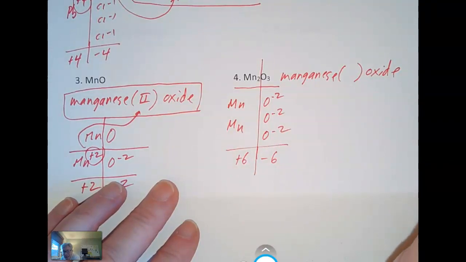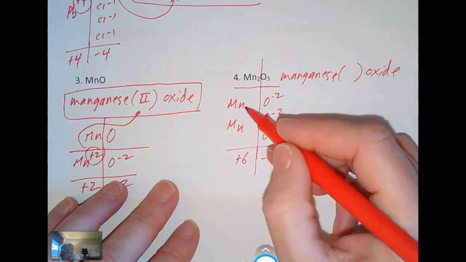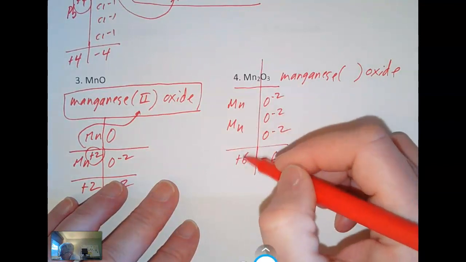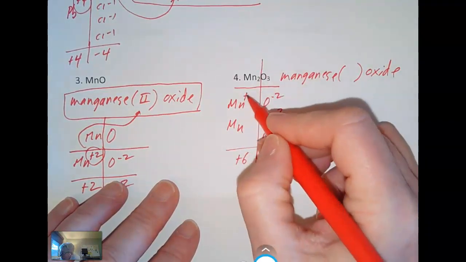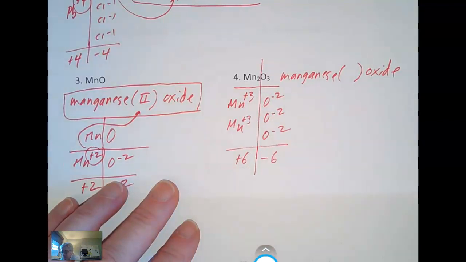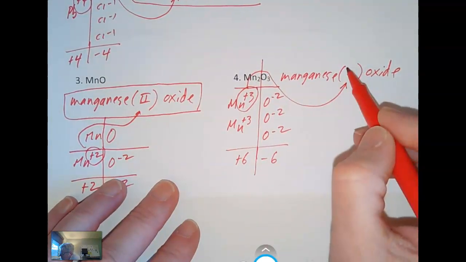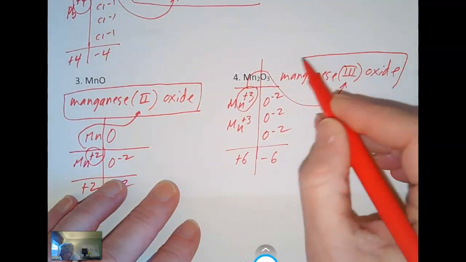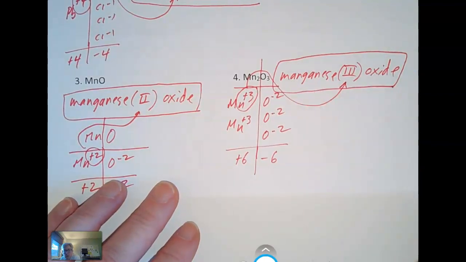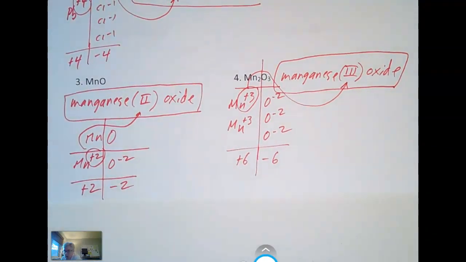I don't know how to say that. Plural. Okay? So each of them, you have to look. I got 2 manganese, they have to add up to a +6. So they have to each be a charge of +3, because 3 + 3 is 6. So then that charge of 3 goes right in there. Okay? And the name becomes manganese(III) oxide.